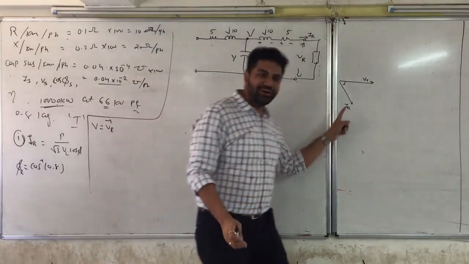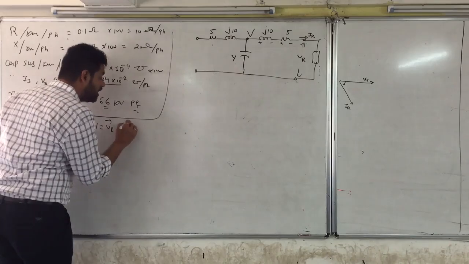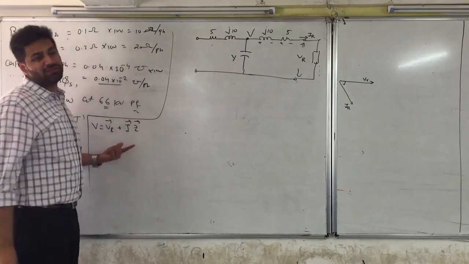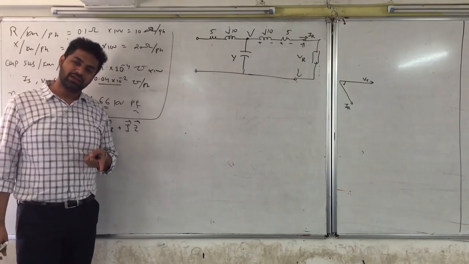So anyways, we got the value of IR, fine, and we are going to put it over here. VR plus IR into Z. I hope you understood what is the meaning of vector. I'm talking about magnitude and angle, both the things, right? Phasor.